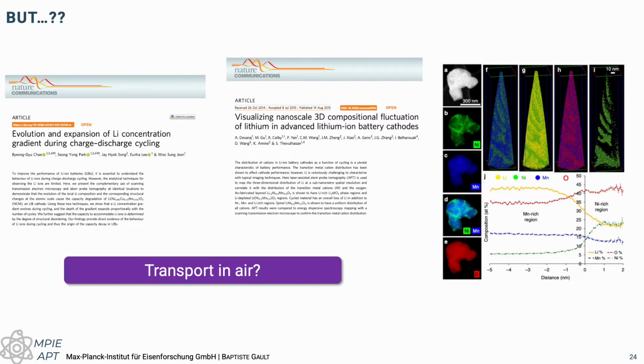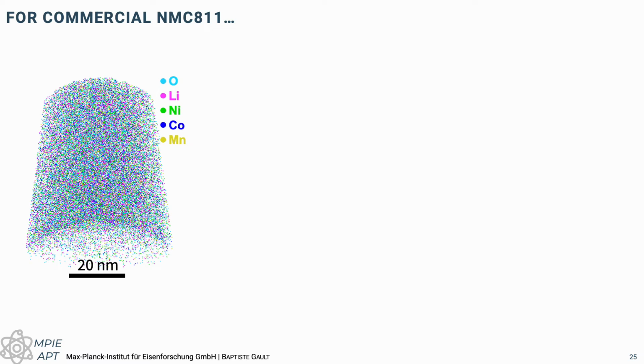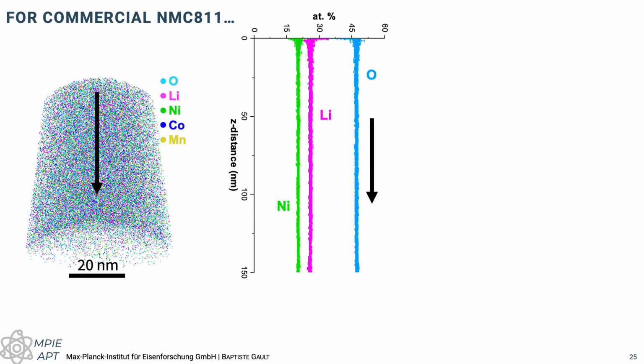So was it simply that they transported the sample in air and prepared the specimens at room temperature? So we did the same thing actually. We just went back, took NMC 811, prepared specimens at room temperature, and then ran them into the atom probe after transport through air. And we could see that the lithium distribution was homogeneous along with the oxygen, nickel, and other metals. So it seems that the transport in air was actually the key in this case.